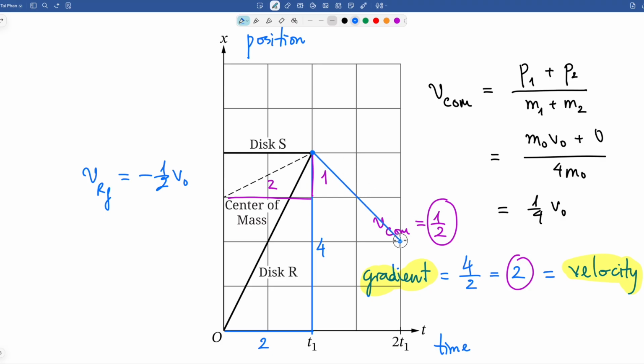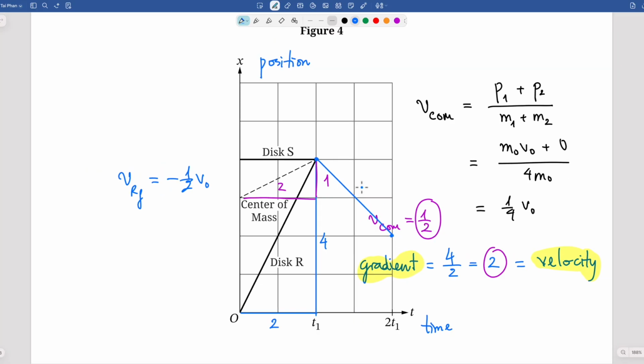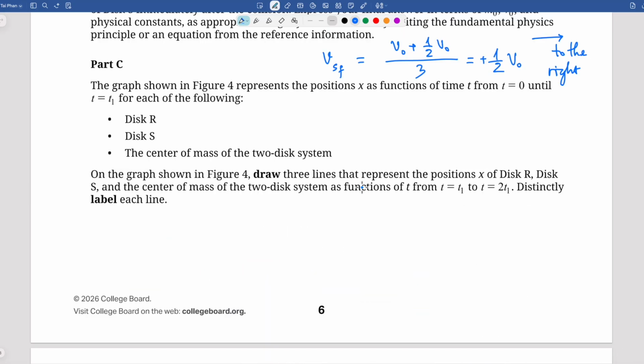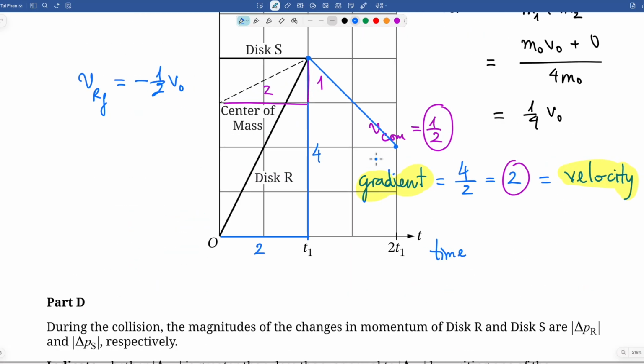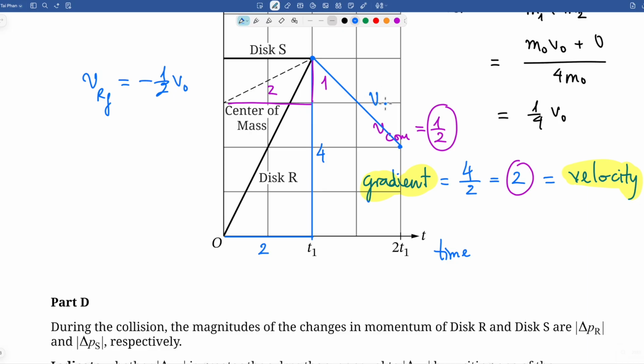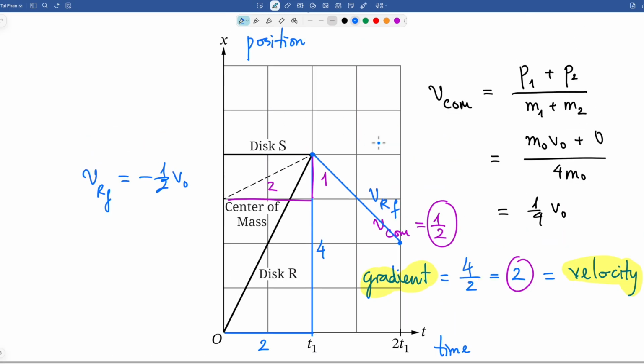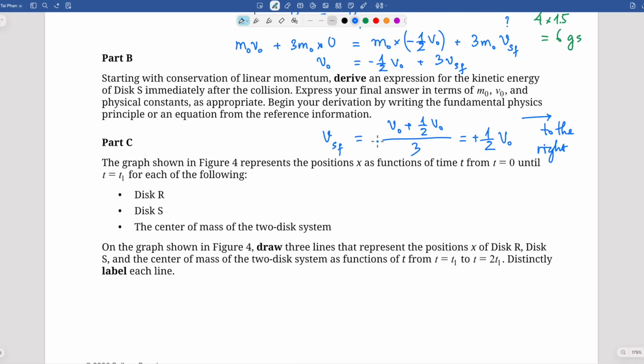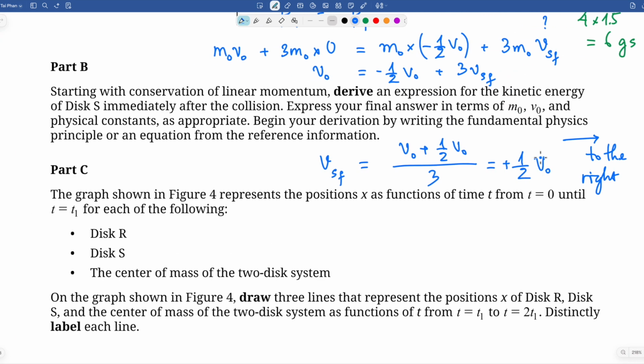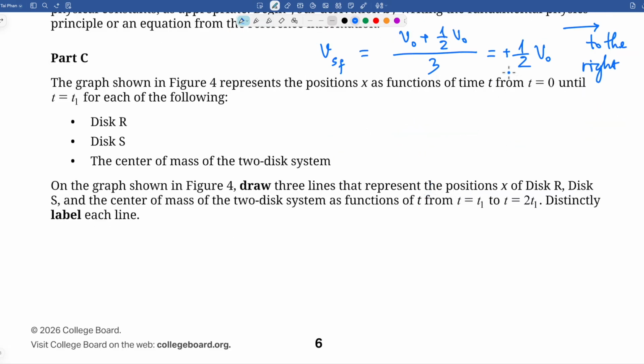This is the line which represents the velocity of the disk R after the collision. So how should we label that? Let's do the label: V R final. Now for S, we identified earlier up here that the velocity is 1/2 v0, which means the gradient, the slope, is also 1/2 of the original slope of v0.